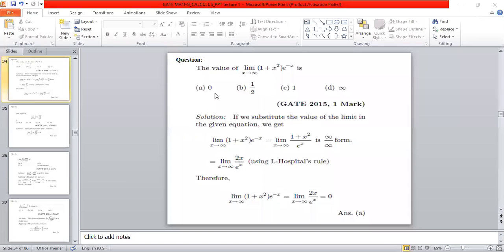Again, it is infinity by infinity form. So one more time we have to apply L'Hospital's rule, and we get 2x upon e raised to x. Now if we apply infinity, we get again infinity by infinity. So again we apply L'Hospital's rule, and then we get 2 upon e raised to x. Finally, if we put infinity, 2 upon e raised to infinity is 2 upon infinity, which is nothing but 0. So the answer is 0. Please, if you have any problem, unmute yourself and ask me your doubt.